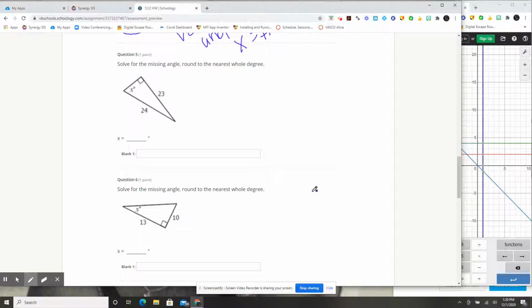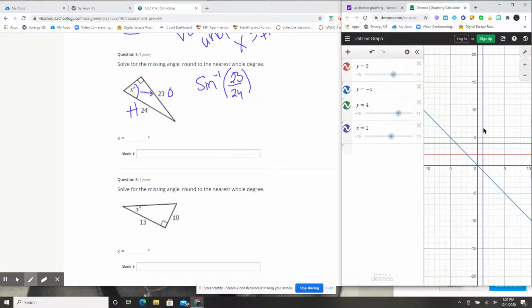Now in for our trig. Solve the missing angle, round to the nearest whole degree. Start with my angle, and always label the O, the A, and the H. So O and H, I'm going to use sine of my angle, but I don't have an angle, so I'm going to put that -1 inverse, and then O over A, 23 over 24.